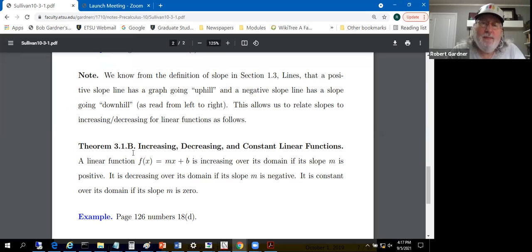Theorem 3.1.b says a linear function, f of x equals mx plus b, is increasing over its domain if its slope is positive. Yeah, it's going uphill if its slope is positive, and that's what increasing means. It's decreasing over its domain if its slope is negative. It's going downhill when read from left to right. And it's a constant over its domain if the slope is 0. If the slope is 0, the x term disappears and you simply get f of x equals b.